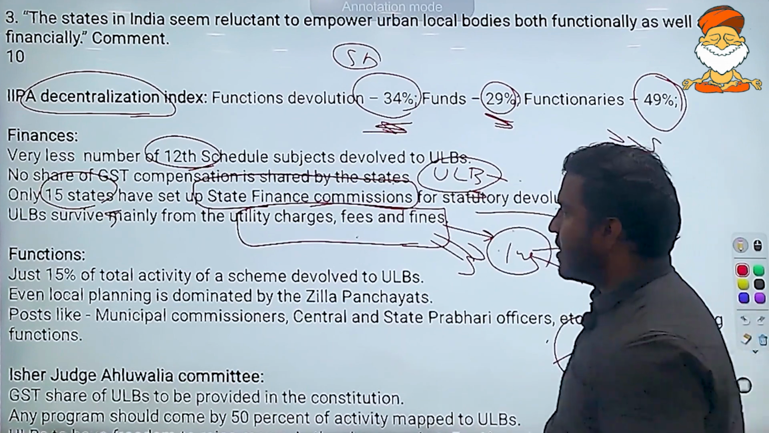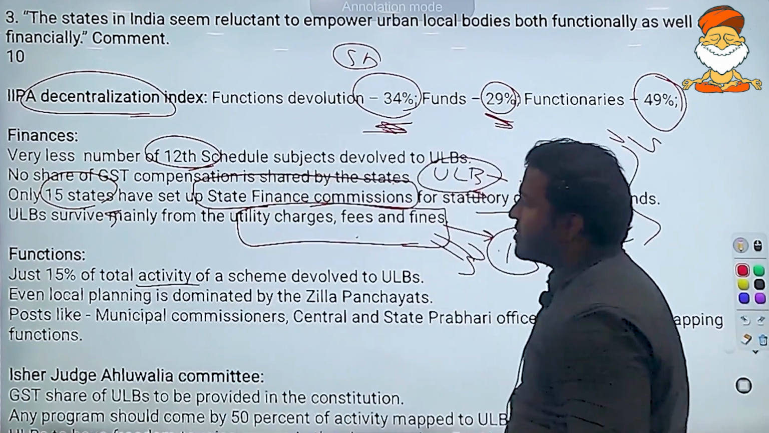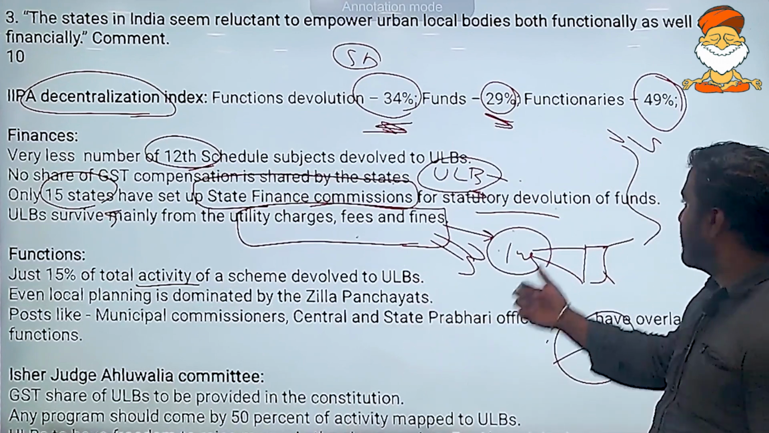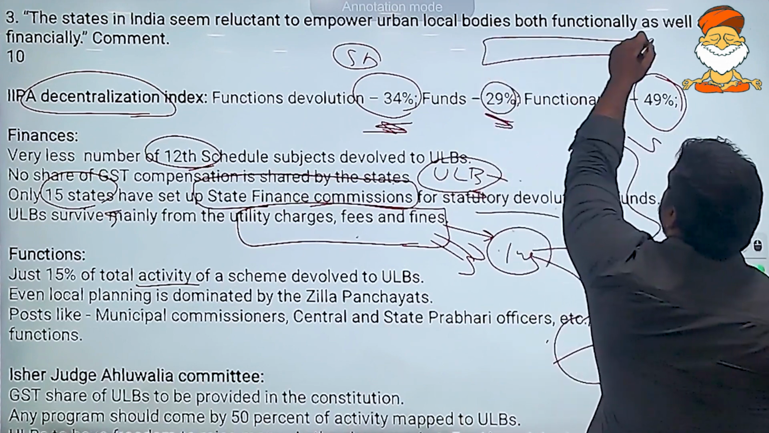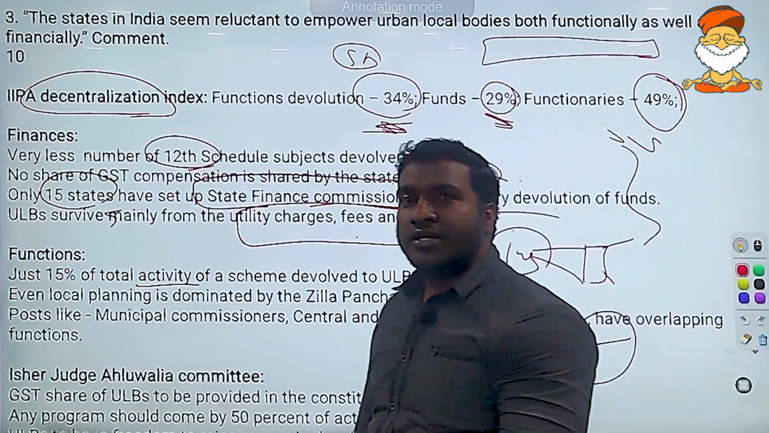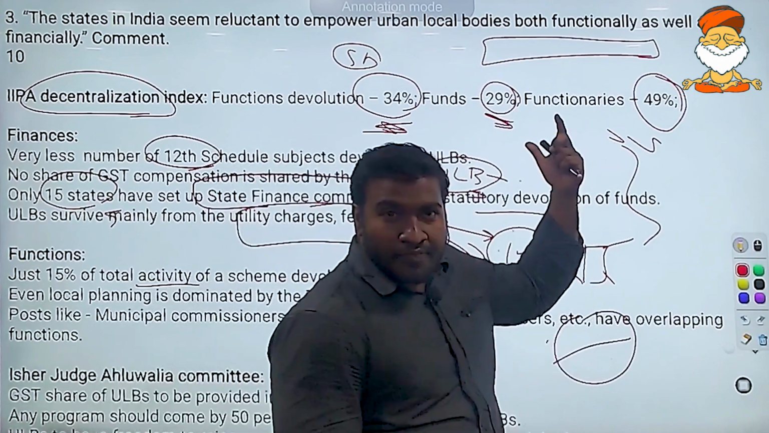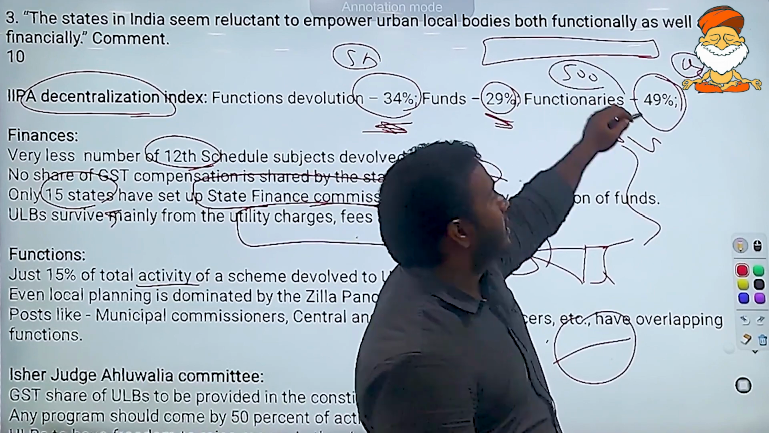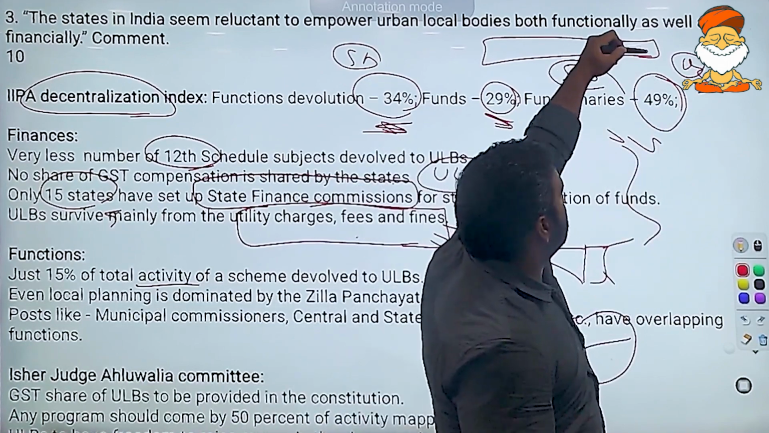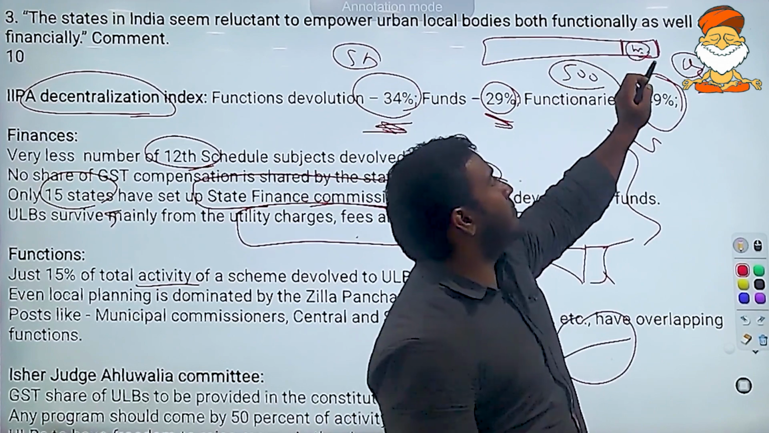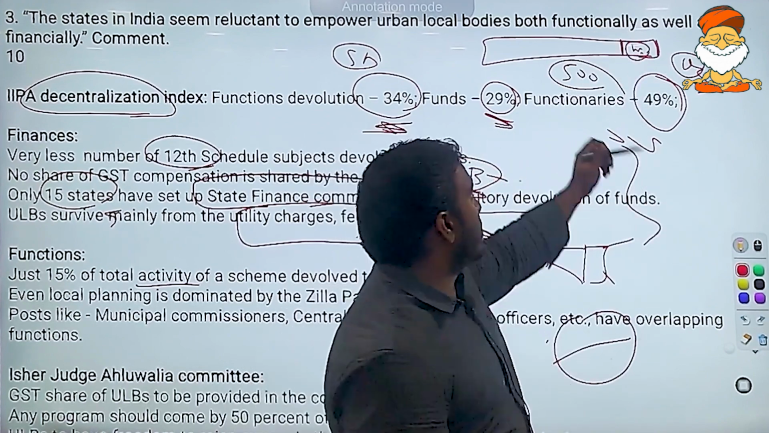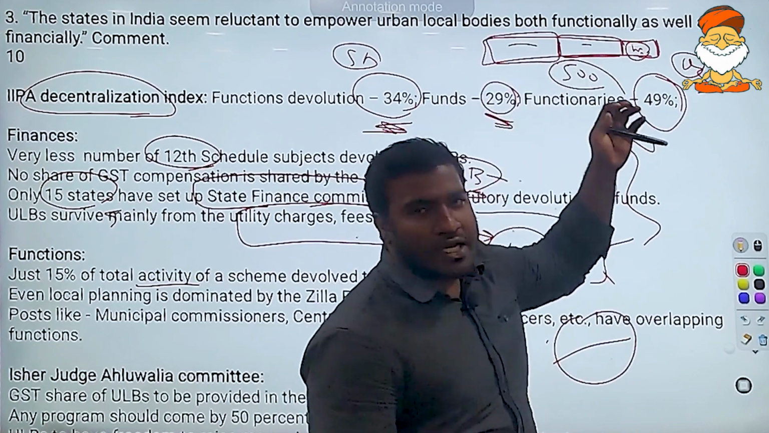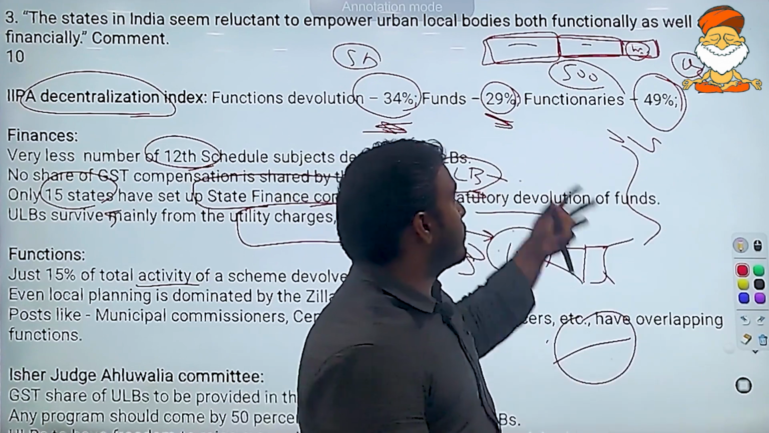Then functions: just 15% of the total activity of a scheme is devolved to the urban local bodies. For example, if we have an MGNREGA urban version, even the word itself says urban, but out of say 500 activities, the program gives only some 50 to 100 activities to the urban local bodies. Most of the activities will be planned, predicted and allocated funds by the state and center, and it comes ready-made. That is what we call tied grants.